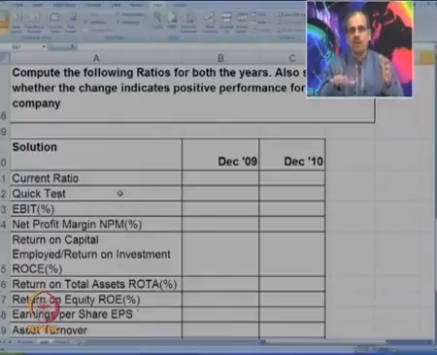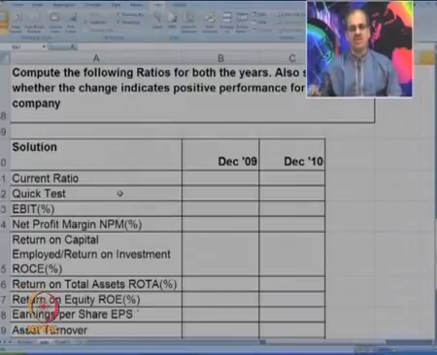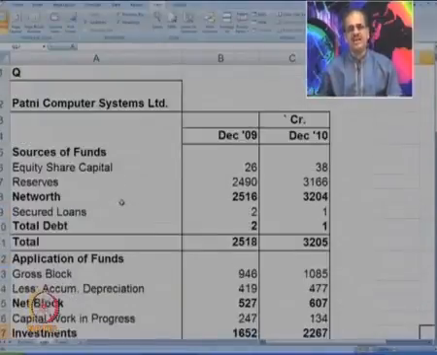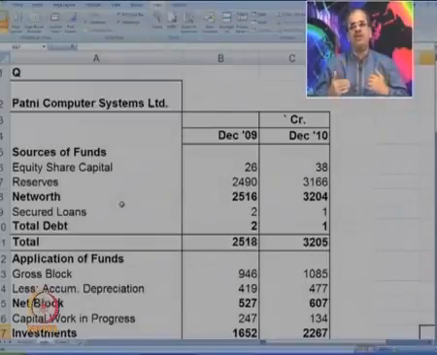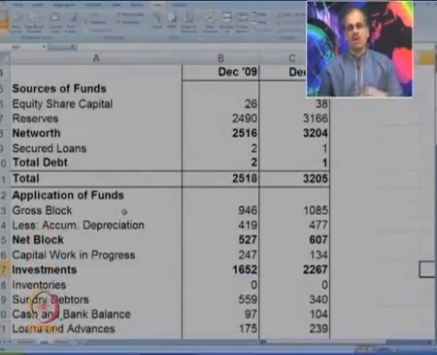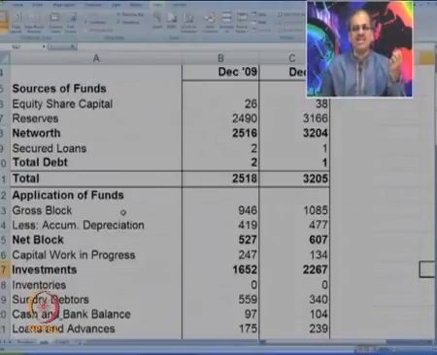I have not shown any formulas here. Let us try to look at the figures and try to calculate each of the ratios. Before that, I will request you to have a look at the balance sheet first, make an overall judgment about the company, and then we will go into calculation of detailed ratios. Okay. So, what do you observe by looking at the balance sheet prima facie?